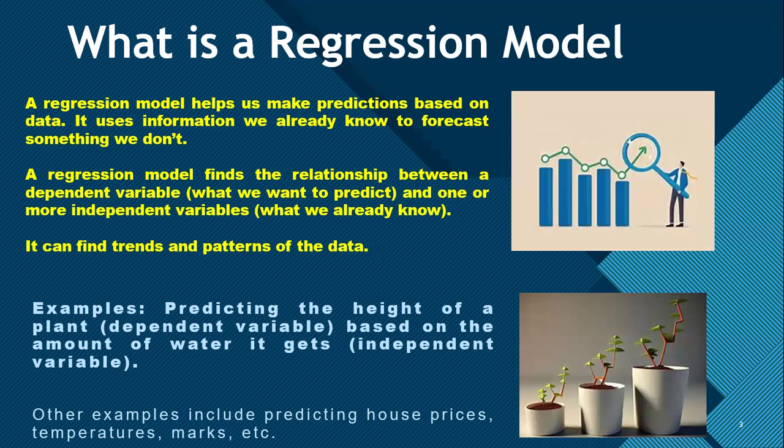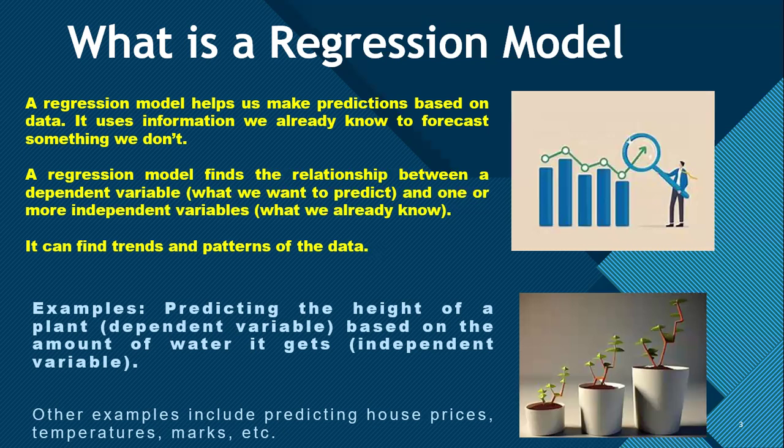A very simple example to understand the regression model is that we are predicting the height of a plant based on the amount of water. So giving water is the independent variable. We give water to all the plants that we have, and we measure the height of the plants based on the amount of water we have given.